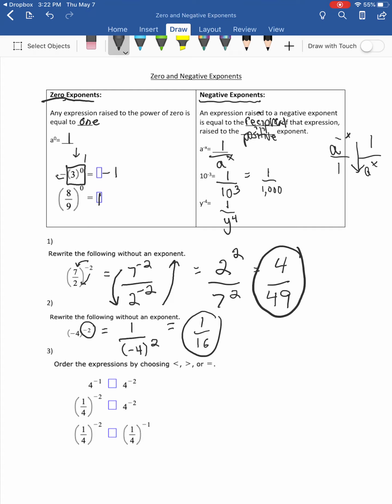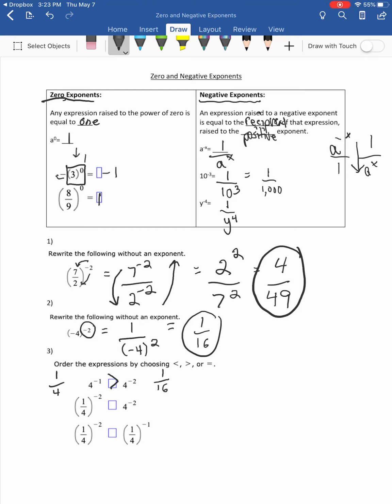Okay, number 3, we want to order the expressions by choosing less than, greater than, or equal to. So 4 to the -1 versus 4 to the -2. 4 to the -1 is 1/4. 4 to the -2 is 1 over 4 squared, or 1 over 16. And 1/4 is greater than 1/16.